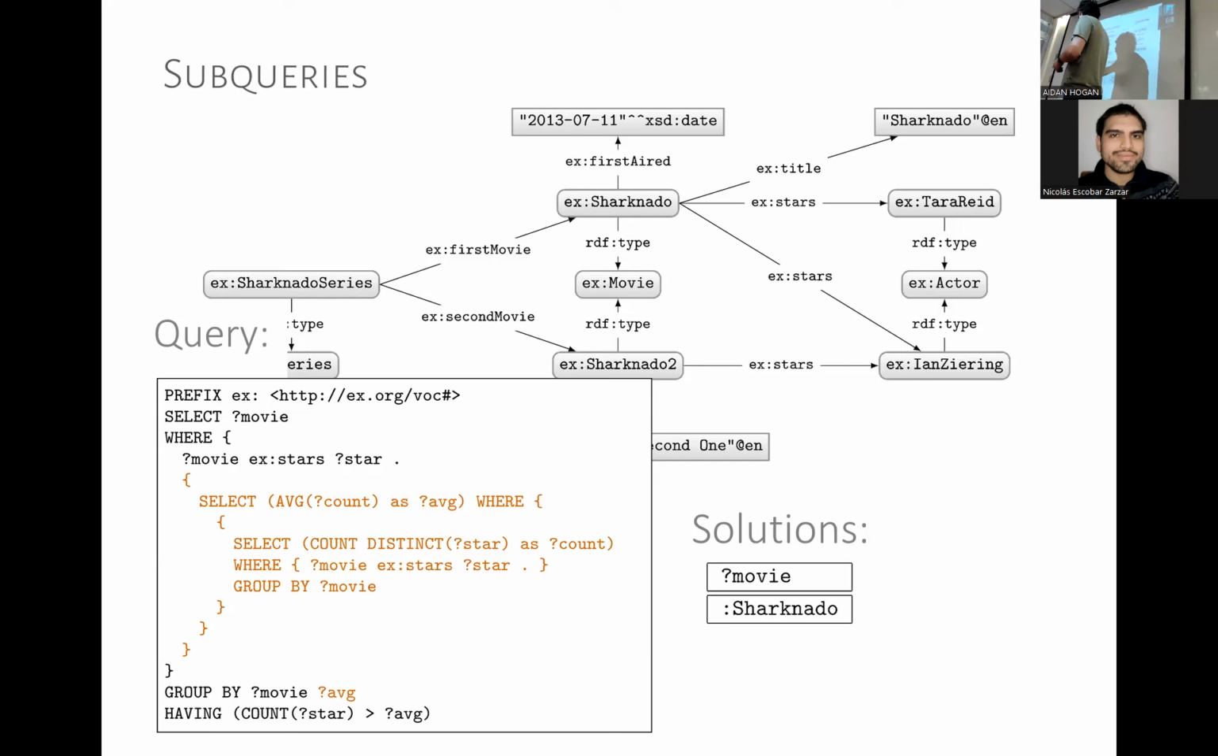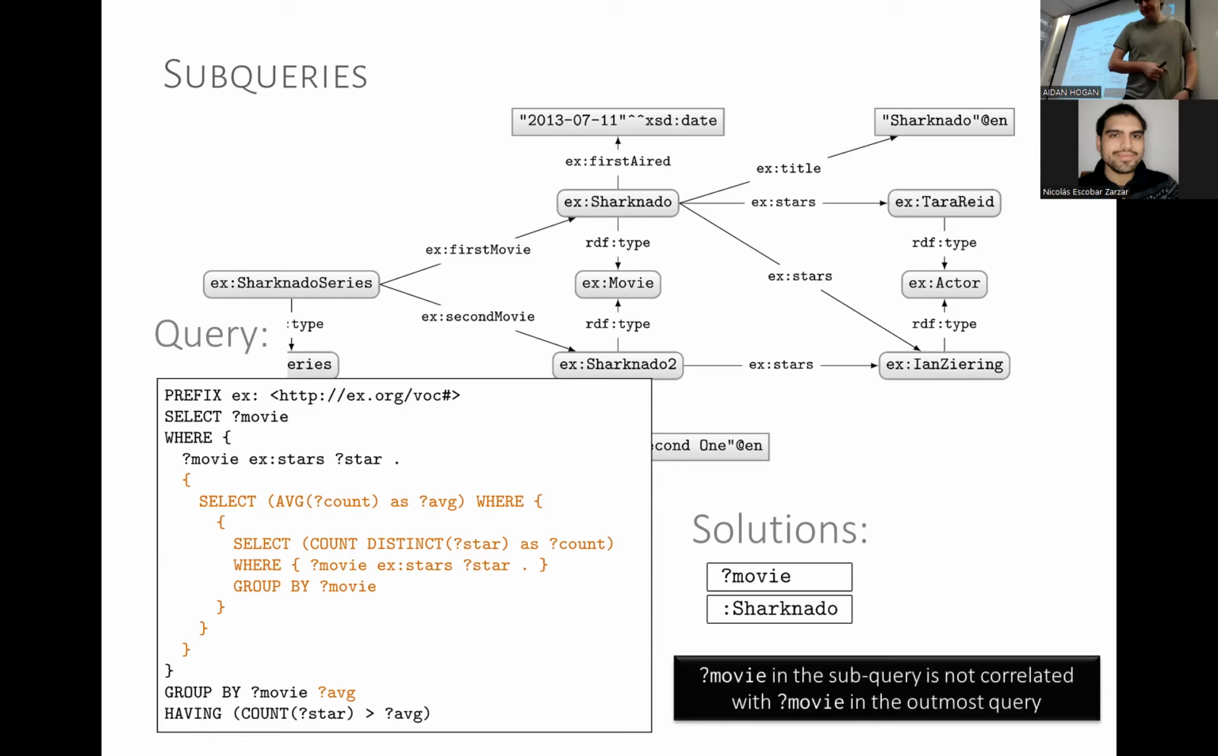So there's no relation. If we change the names of these variables here, if we put movie 1 and star 1, it changes nothing in the query, because they're projected away. We just drop that column. So by the time it comes to the outer query, this is like a fresh variable that's not been seen before. Okay, so there's no correlation between movie here and movie here. There are star here and star here. So movie in the subquery is not correlated with movie in the outermost query, and the same is true for star.